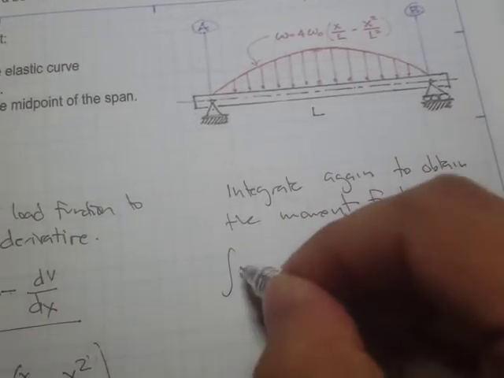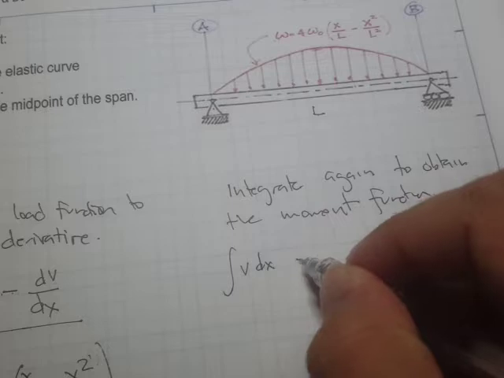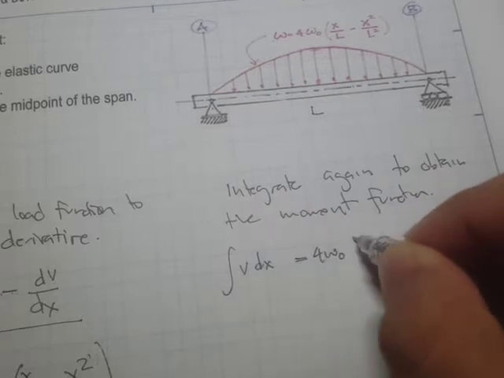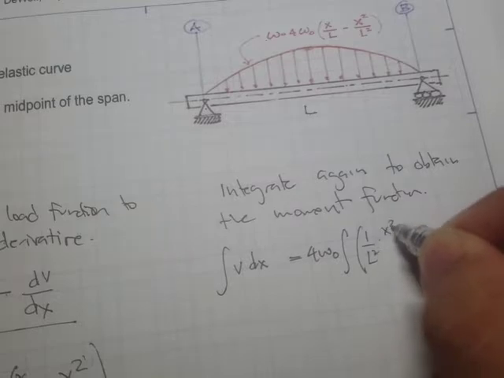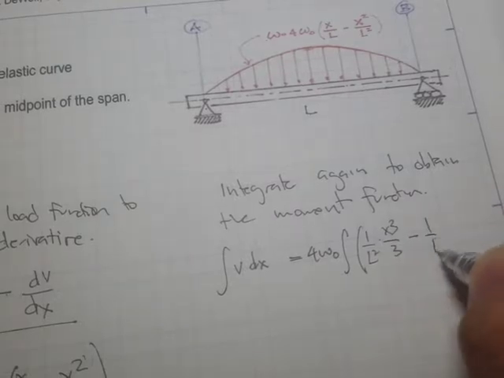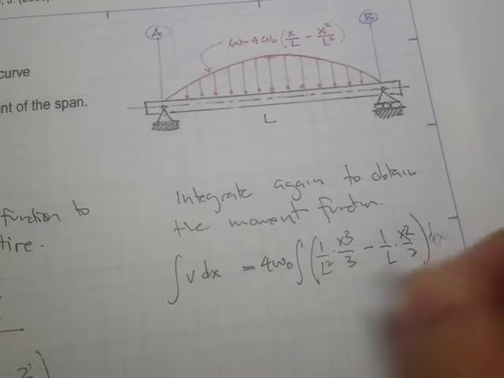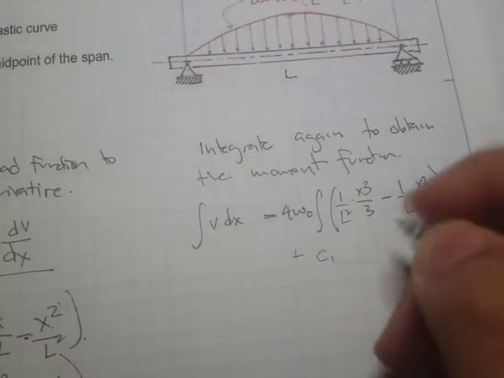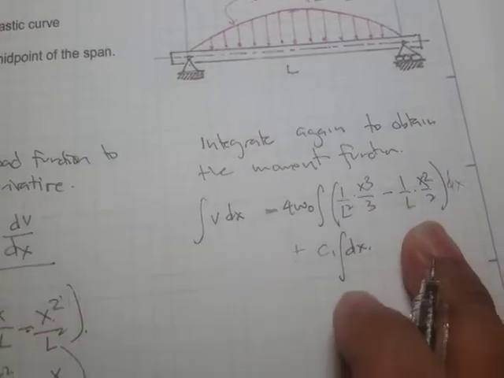Okay, so if we integrate again, we have here v times dx. Let's just rewrite for now, and we have here 1 all over L squared times x cubed all over 3 minus 1 all over L times x squared all over 2, times dx, plus, of course, c1 times the integral of dx. Okay, so let's do the integration.